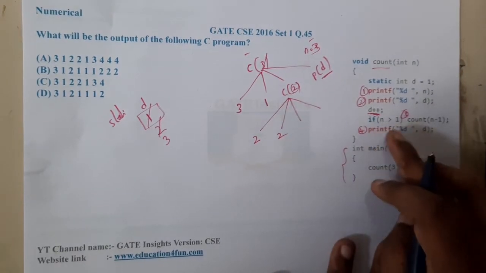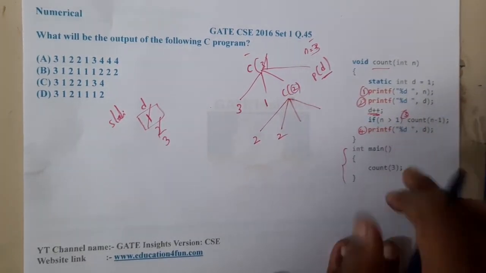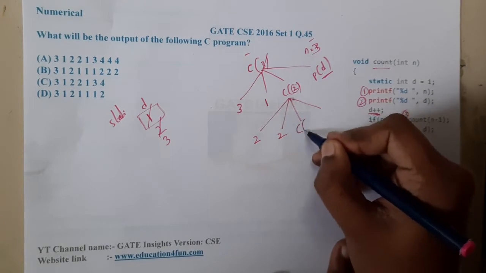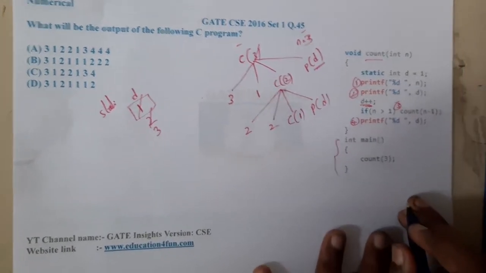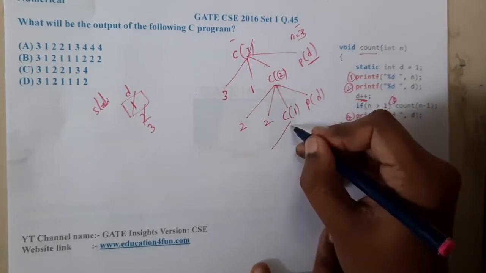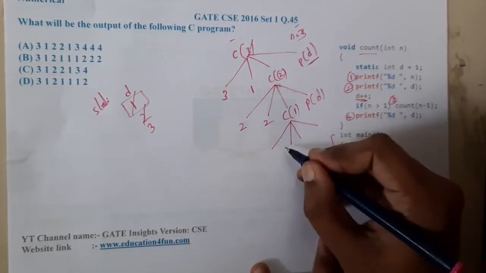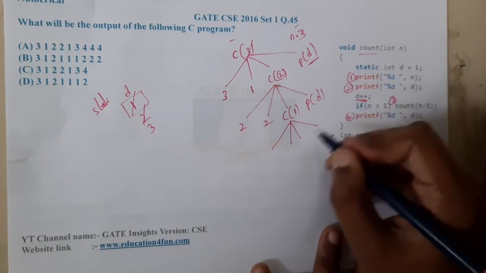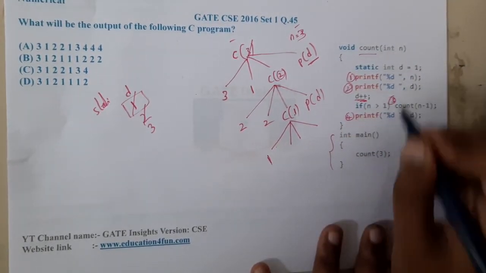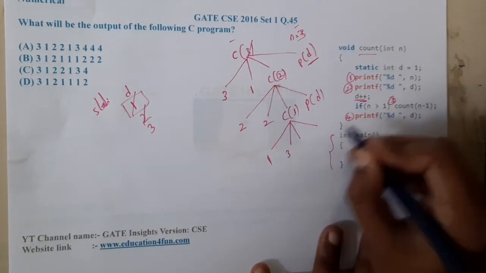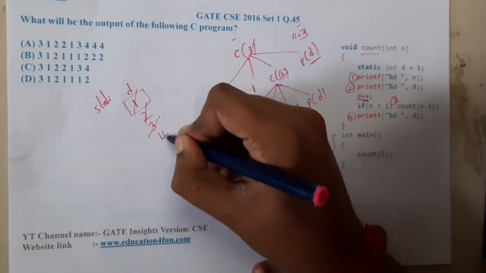What is the condition here? Is n greater than 1? Is 2 greater than 1? Yes. So again you are calling this function with 1. Got it? Again you are printing the value of d. Continuing, we again have four steps. The first step is to print the value of n. What is the value of n? It is 1. Again you are printing the value of d. What is the value of d? That is 3. Again you are incrementing d. The value is 4.